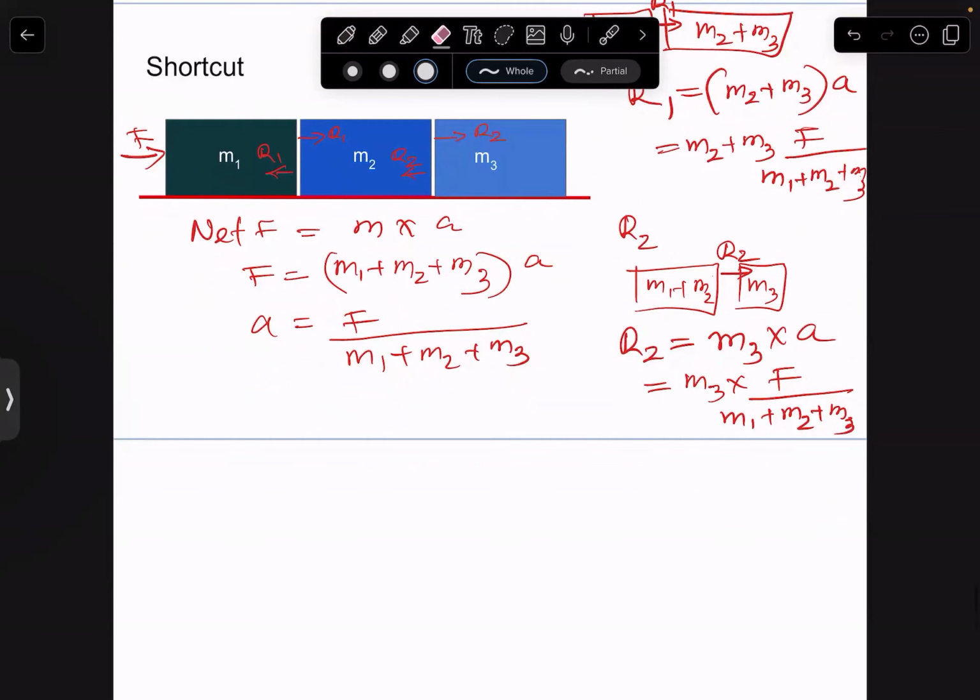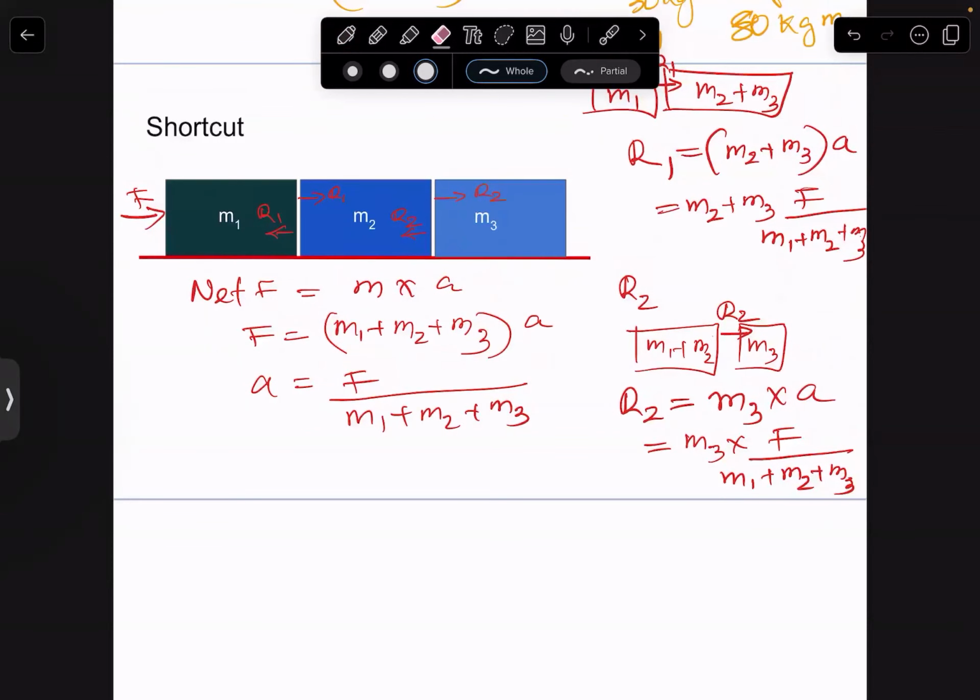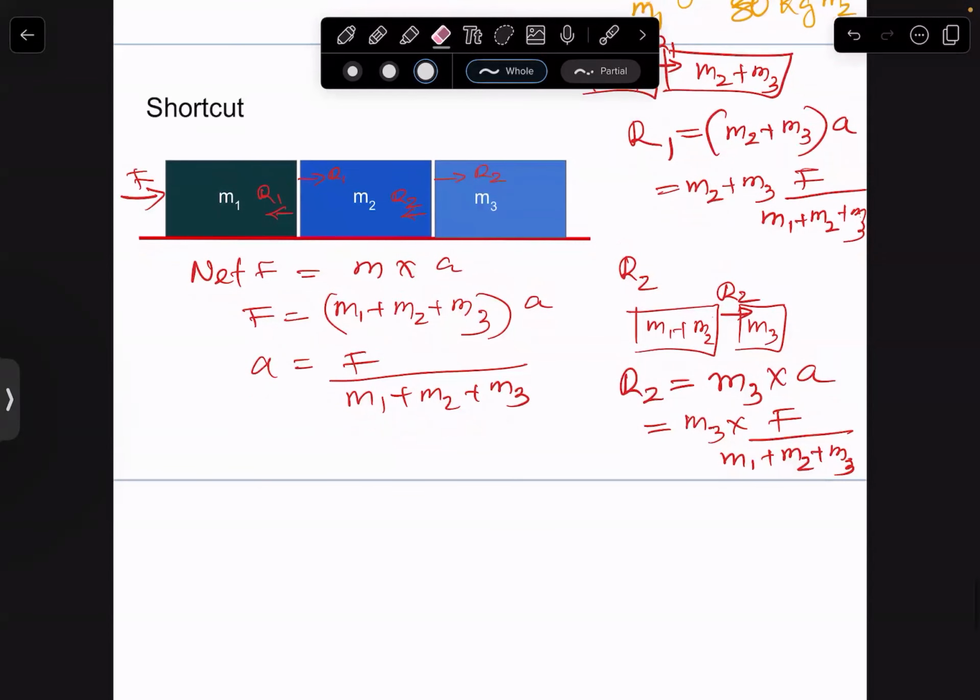So for finding R2, you don't need to think about R1 or the gap between M1 and M2. You just think about M1 and M2 together, and there is this one force which is acting externally on M3, that is R2, provided by M1 and M2. So this R2 is providing an acceleration A on M3. So A is already found, thinking of these whole three blocks as one single system, so you equate that A to A in this R2's equation. So that is how you find R2.